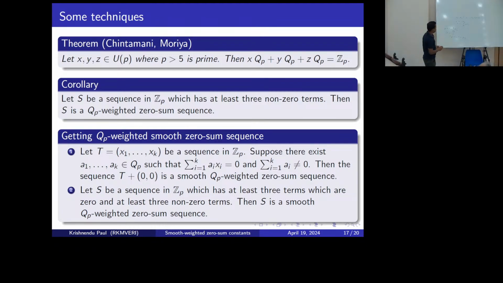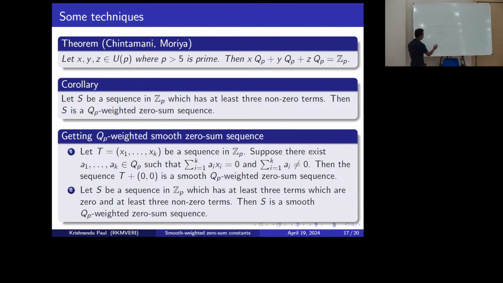Now we are claiming that T plus 0, 0 is a smooth QP weighted zero sum sequence. So for T we are taking coefficients, so the new sequence is this, and we are taking the weights as B1, B1, B2, B3.